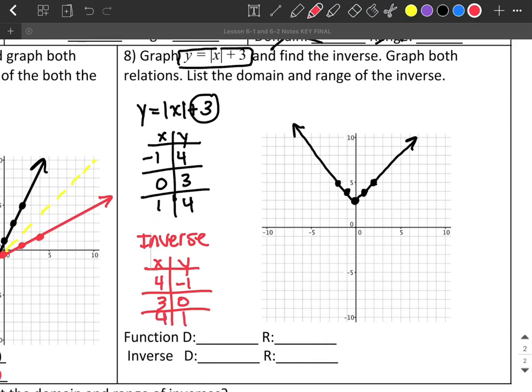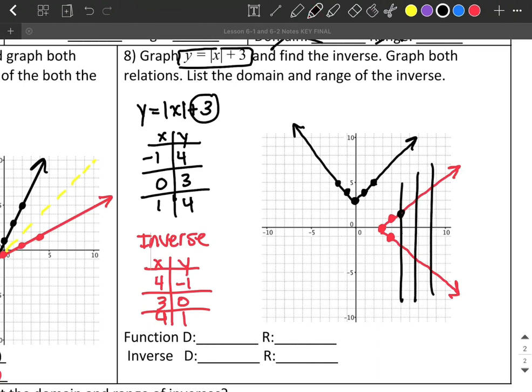And then I just plot those points. So I have 4, -1. 3, 0. And 4, +1. Notice that this is not a function. The inverse of the absolute value is not a function. It doesn't pass that vertical line test. It intersects in 2 different places. So it's not actually a function. It's still the inverse, though. It's just not an inverse function.